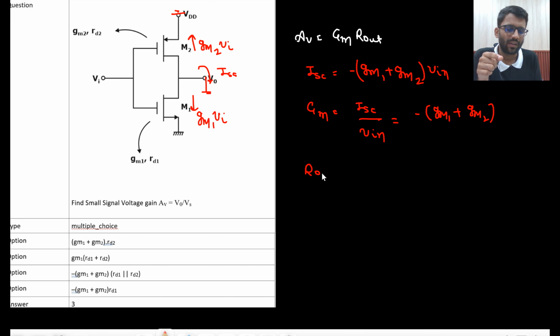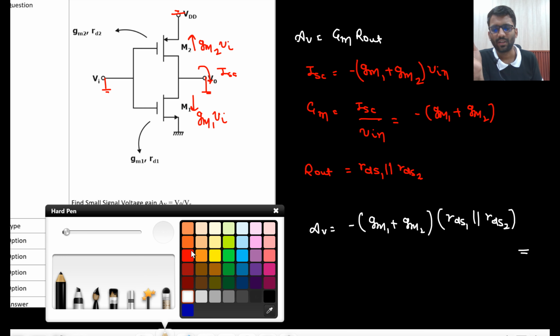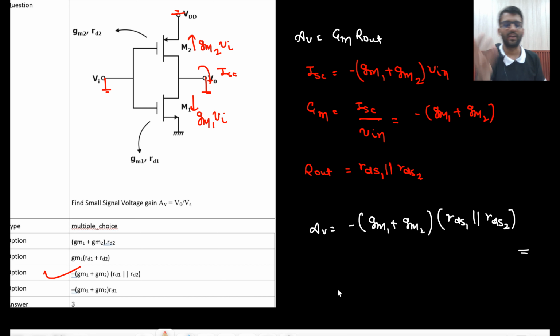And what you need to find now? R out. So for R out, what will happen? Input will be shorted. If input is gone, only RDS1 will be here and RDS2 will be here, because VGS is gone, here also VGS is gone. So RDS1 parallel with RDS2. So what will be the gain? The gain will be minus GM1 plus GM2 into RDS1 parallel with RDS2. Very standard circuit. Generally people remember the gain as well. Okay, but I am not asking you to remember. You can derive it very quickly without even writing much equations.